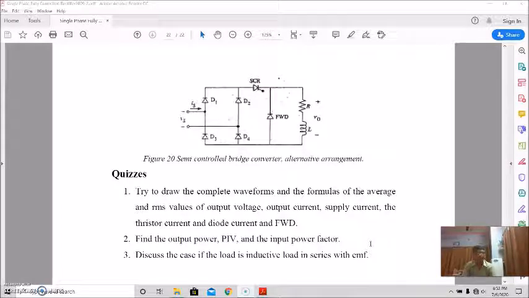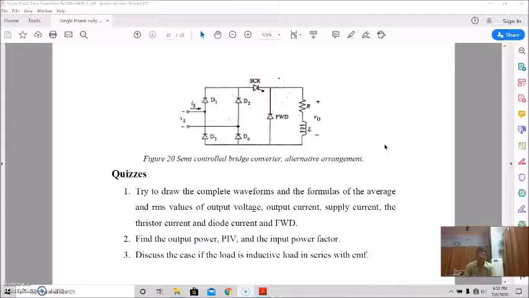Just only the modifications of the circuit diagram. And discuss the case if the load is an inductive load in series with EMF. That means you have to discuss the case of RLE load. The effect of EMF in series with the load will definitely modify the waveforms. That you have to consider, and accordingly you have to draw the waveform. Clear?